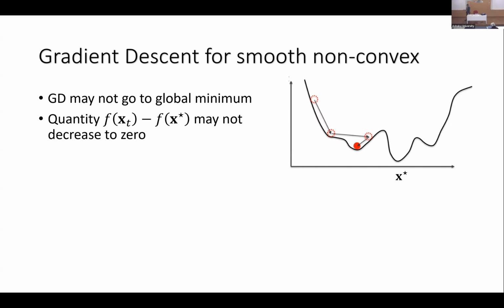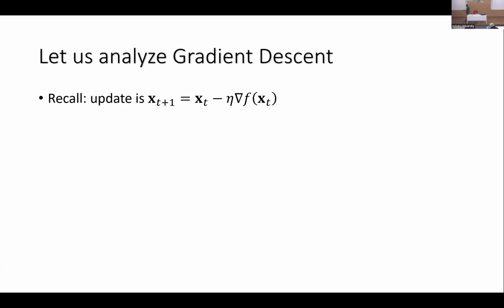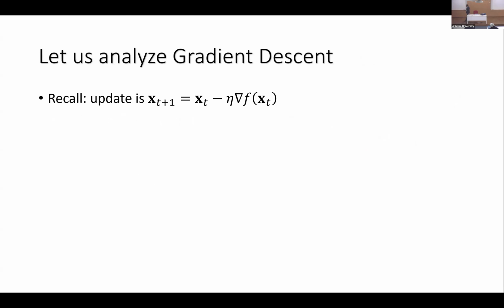So I need a metric which measures how far I am from the local minimum. How do I measure that? What is true at the local minimum? Gradient is 0. So I can measure the size of the gradient. If the norm of the gradient is large, it means I'm far from the local minimum. If it is small or 0, then I am at the local minimum. So this is the metric that I will use. And gradient descent converges to a stationary point, so therefore this is what we want.